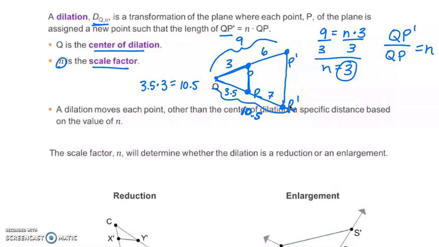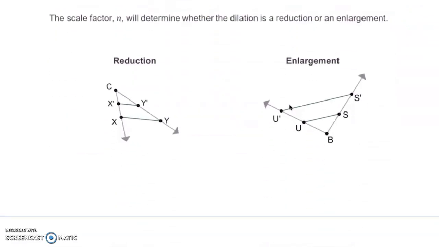So you've got to look at the whole thing over the original in order to find different things. There are 2 different types. The scale factor is either going to be a reduction or an enlargement. A reduction is if n is between 0 and 1. So if it's a fraction or a decimal less than 1, notice our prime is smaller than the original. It's actually closer to the center of dilation. In this case, our dilation point is C. So that's a reduction. Enlargement means it's bigger. So our scale factor is going to be greater than 1.